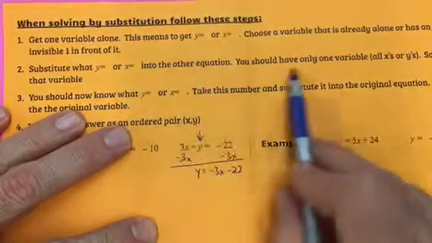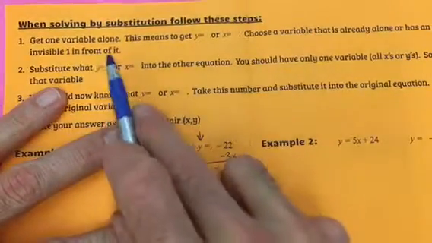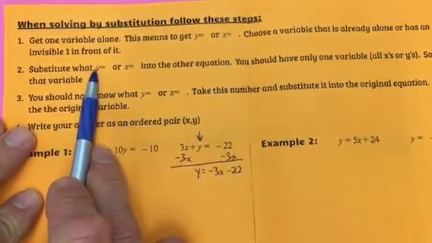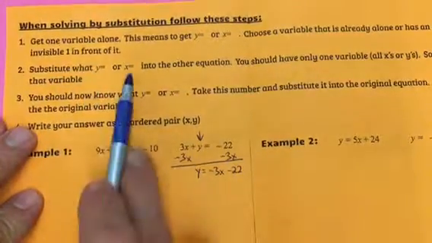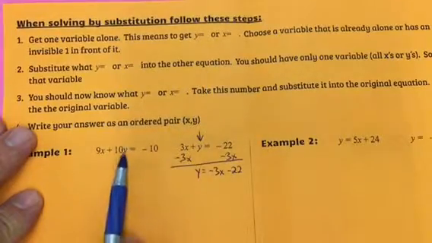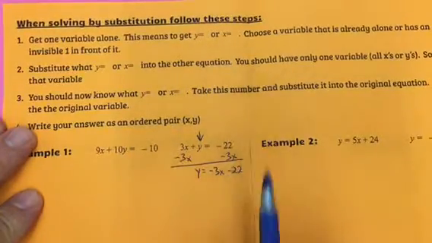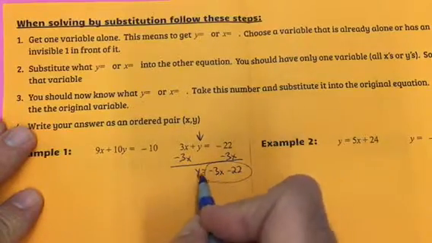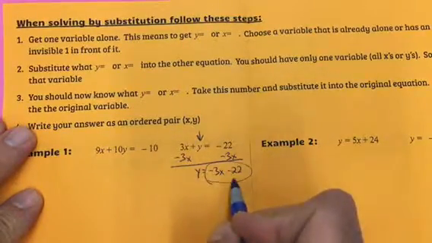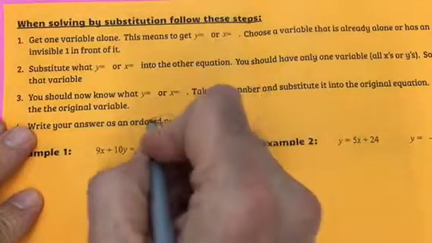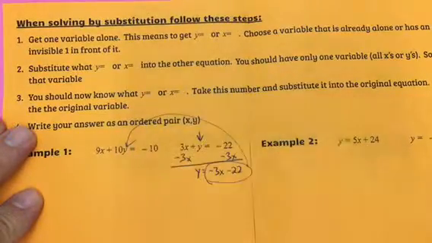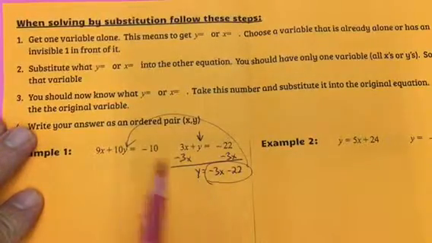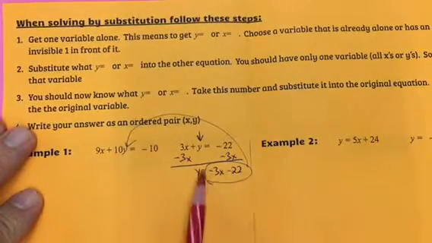Okay, I did that. I got that one alone. Now, what it says here is substitute what the y equals or the x equals into the other equation. This is the other equation. So I'm going to take this stuff right here. Y equals this stuff. I'm going to put it right there. Because this y and this y are the same, so I can replace this y with what it equals.